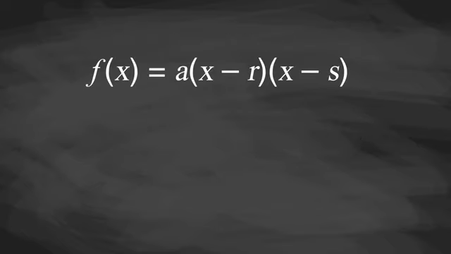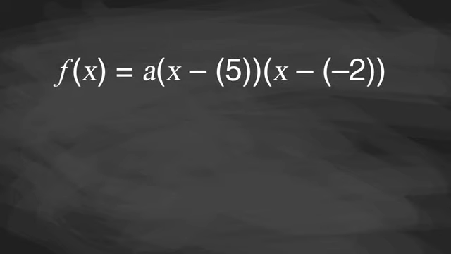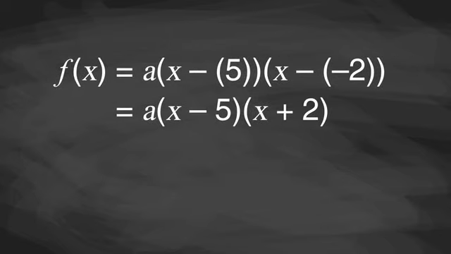To figure this out, remember that a quadratic function in factored form is given by the following. f(x) equals a times (x minus r) times (x minus s), with r and s representing the zeros. The first step is to replace r and s with the given zeros of 5 and -2. Now, to determine the entire function, let's solve for a.